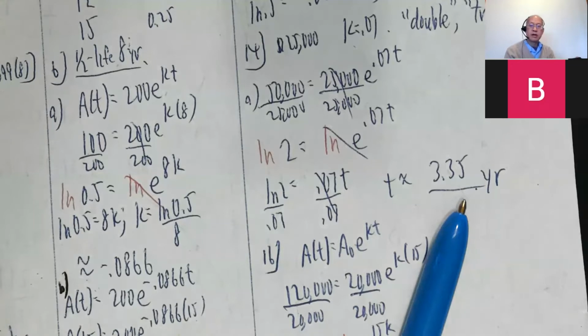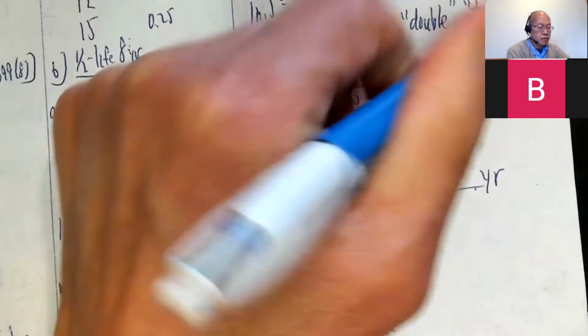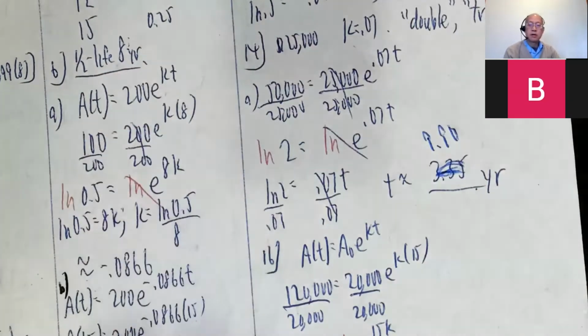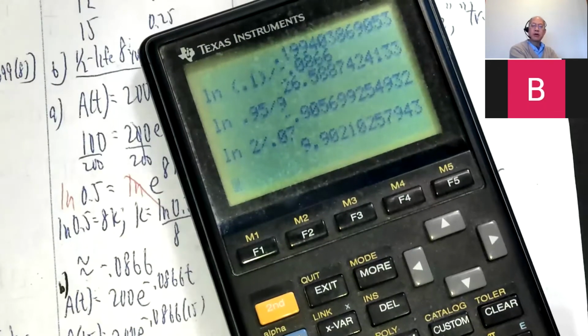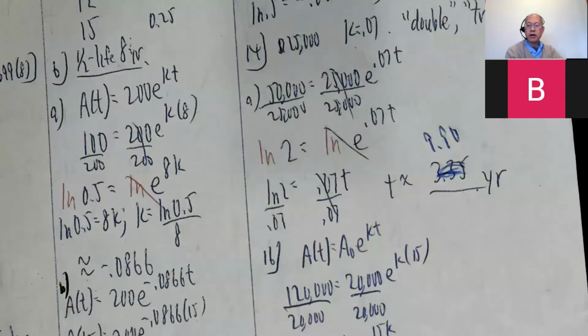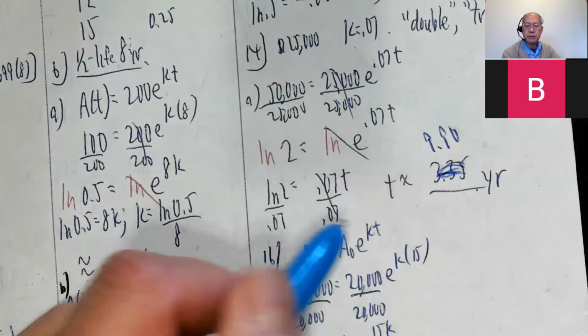So let me try that. ln2 divided by 0.07. I did it wrong. I don't know where I got that. 9.90 years, almost 10 years. That seems more reasonable. I made a mistake last time.